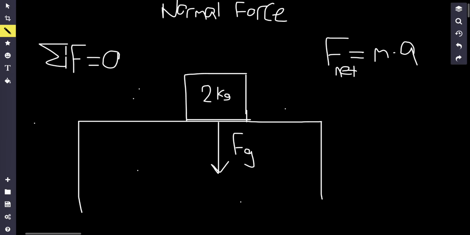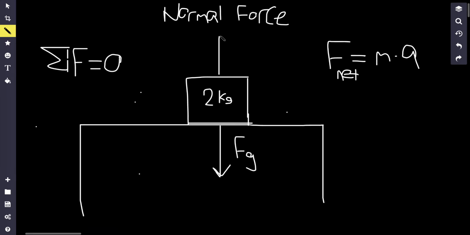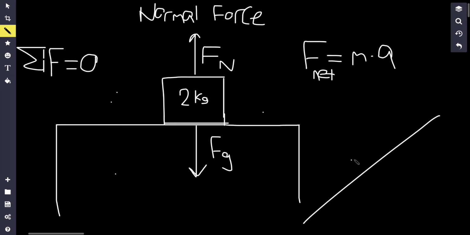That's not what happens usually in a lot of cases. The box is usually just going to be at rest when it sits on the table. Therefore, there has to be a force that counteracts the force of gravity such that the net force is equal to 0 and the box stays at rest. And that force is called the normal force. The normal force is always going to be perpendicular to the surface the object is on, so if I have the same 2 kilogram mass on a slanted slope, the normal force would be perpendicular to that.